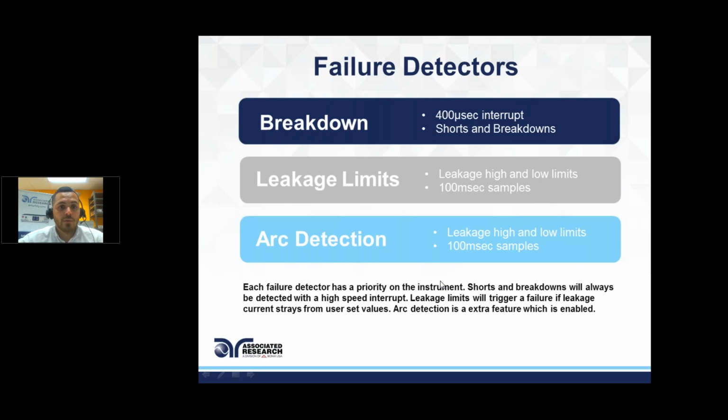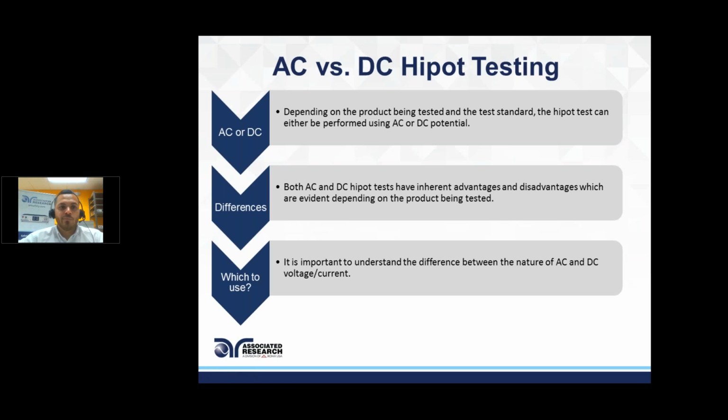So we went over breakdown, leakage limits, and arc detection. Now I want to discuss AC versus DC, right? Depending on the product being tested and the test standard, a Hipot test can be performed either way, AC or DC. I think the DC comes into play when you have a highly capacitive product, and the constant oscillation of voltage is creating all this charging current, which is making you fail, right? When you really should be passing. It just happens to be that you have a highly capacitive product. That's no dig at your insulation. That's just a characteristic of your product.